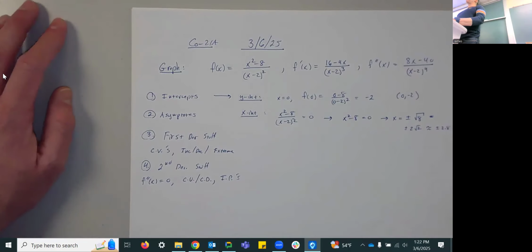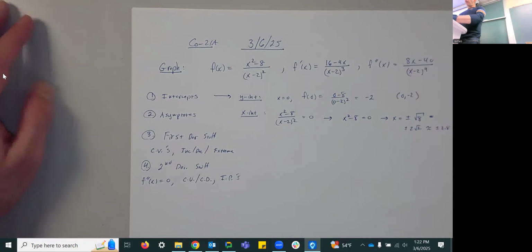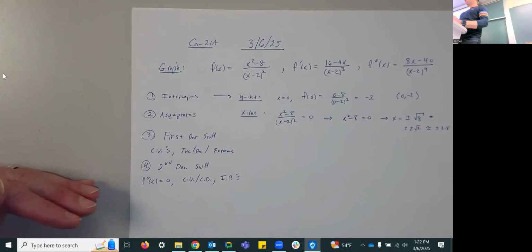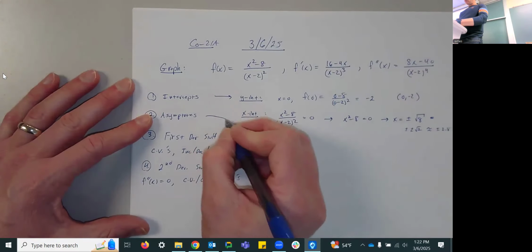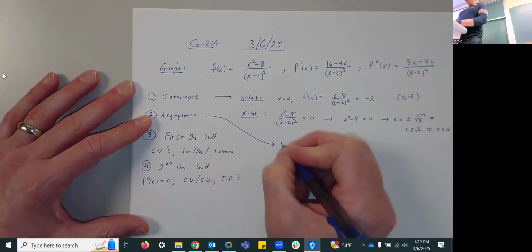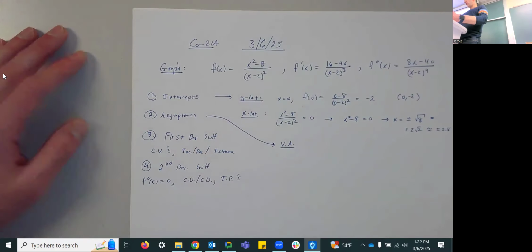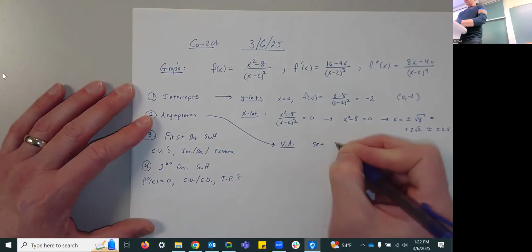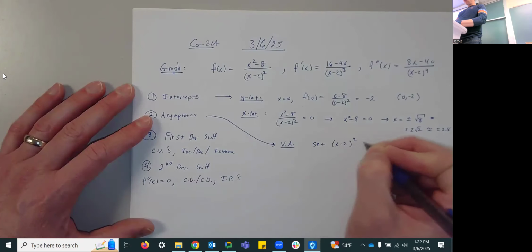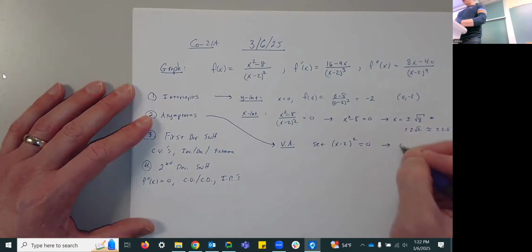Okay, for those of you walking in, we're talking about graphing functions and all the kind of things we need to do to graph a function. Next, we're going to find the asymptotes. For the vertical asymptotes, we're going to find where the denominator is equal to 0. So we're going to set (x minus 2) squared equal to 0. You're going to get x equal to positive 2.